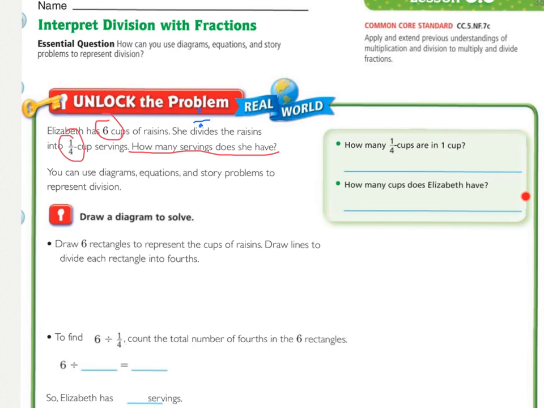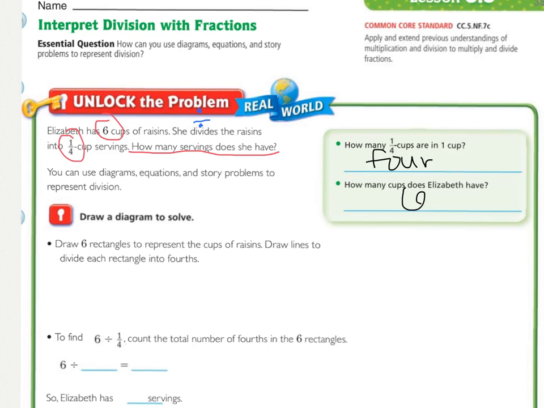And then in this green box, how many 1/4 cups are in 1 cup? So basically they're asking how many 1/4 cups are in 1 cup, because 1/4 is the same as a quarter. And so how many quarters are there in 1? There are 4. And how many cups does Elizabeth have? She has 6. So we can use a different variety of strategies. We're going to try 2 of them.